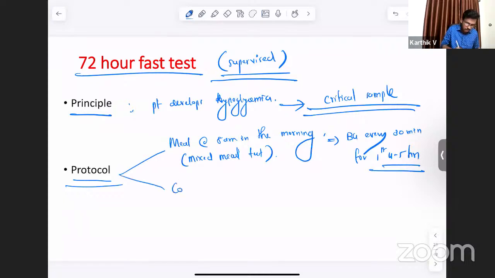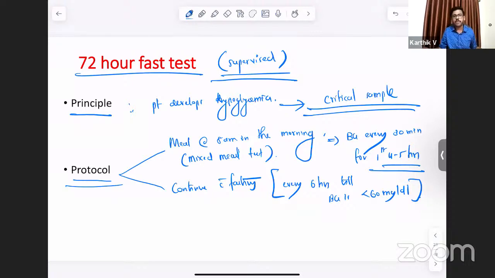Okay, continue with fasting. And how often would I check the blood glucose? The guidelines say check every 6 hours. Every 6 hours till the blood glucose is less than 60 milligram per deciliter.